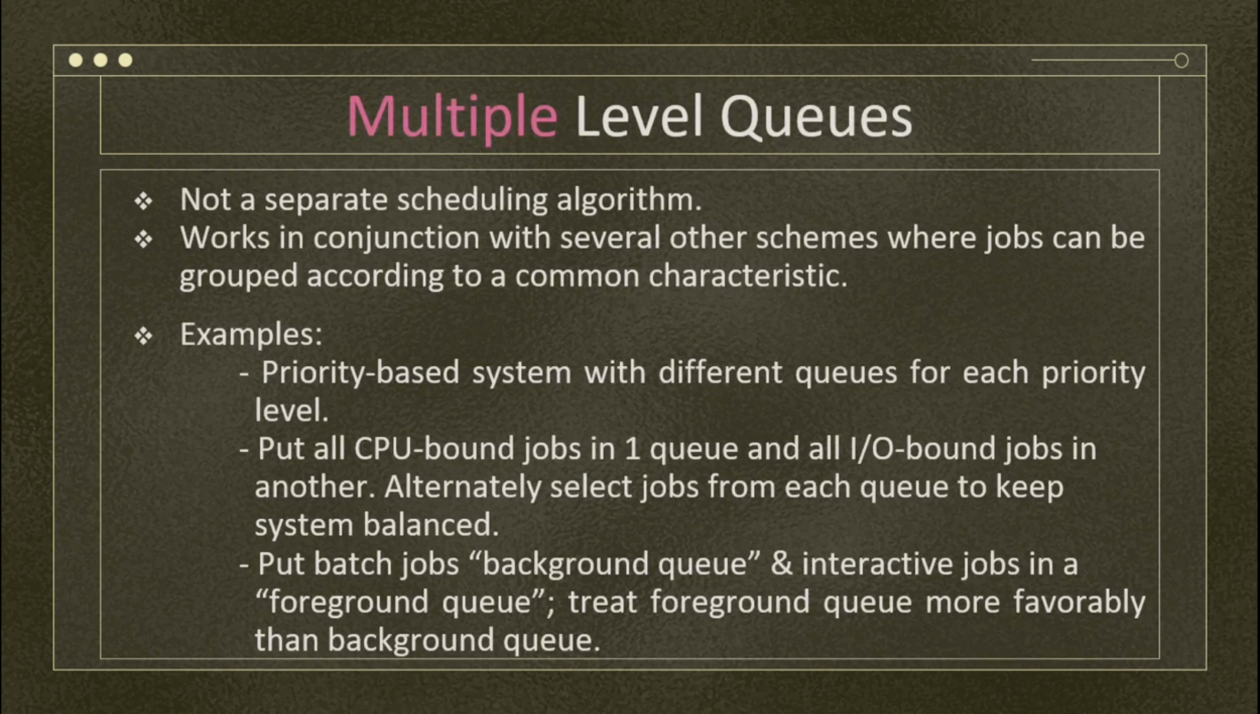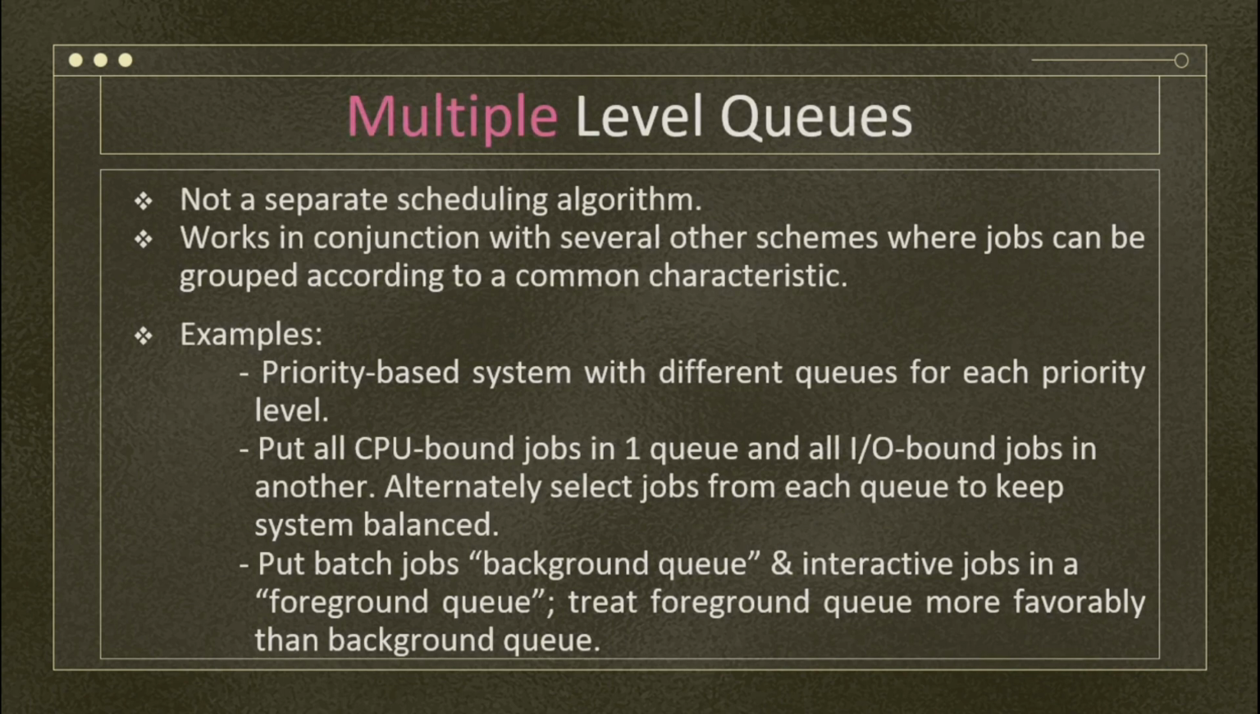Next is put all CPU-bound jobs in one queue and all input-output bound jobs in another. Alternately, select a job from each queue to keep the system balanced. So this puts the CPU-bound jobs in one queue where it focuses, and the input-output bound jobs in the other queue. It can also choose other specific jobs from the queues so that it can make the system more balanced.